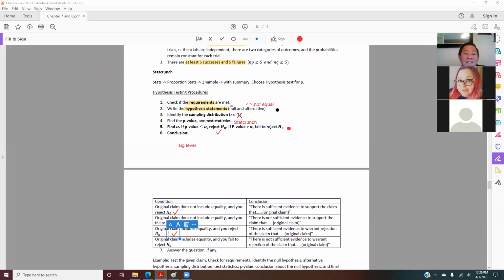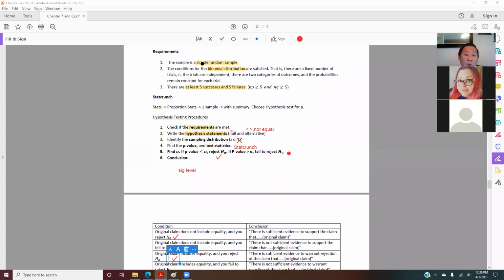The 7 steps procedure starts with checking the requirements, which for this section 8.2 means going through these 3 requirements: simple random sample, binomial distribution, and at least 5 successes and 5 failures. The second step is the hypothesis statements, where you write your null and your alternative hypothesis. Your null hypothesis is always equal to, and your alternative is either less than, greater than, or not equal to. The third step is identifying the sampling distribution.